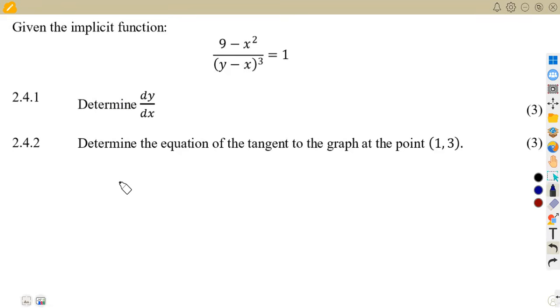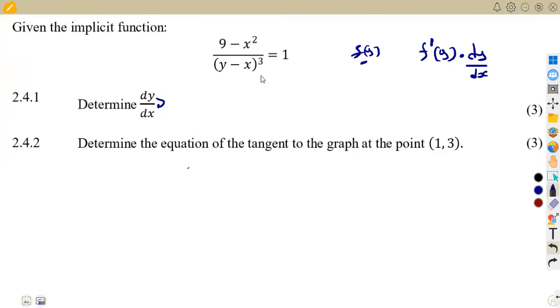Remember, an implicit function is one where we can't make y or x the subject. We are given y and x as variables, so what we need is to find the derivative of y with respect to x. And I mentioned that whenever you are given a function of y and you determine a derivative with respect to x, you determine the derivative of that function with respect to y times dy/dx. So that is the condition.